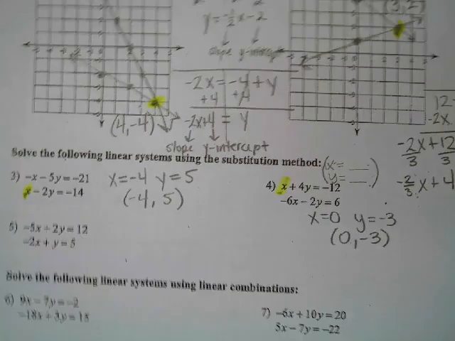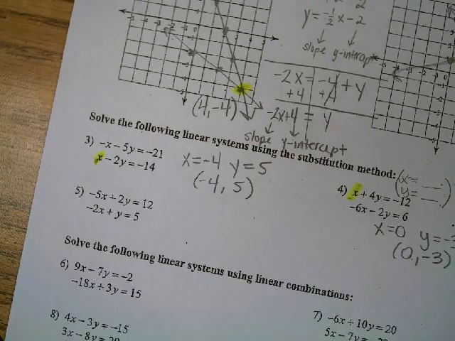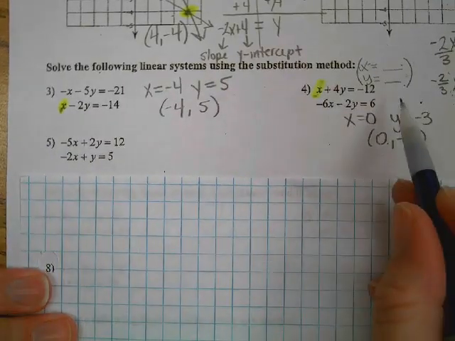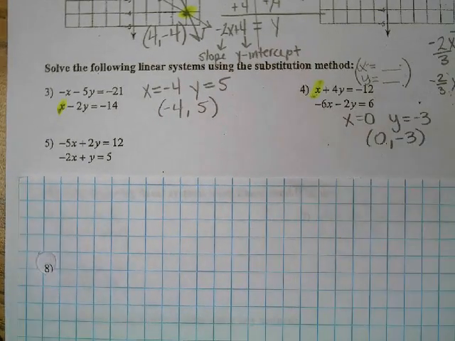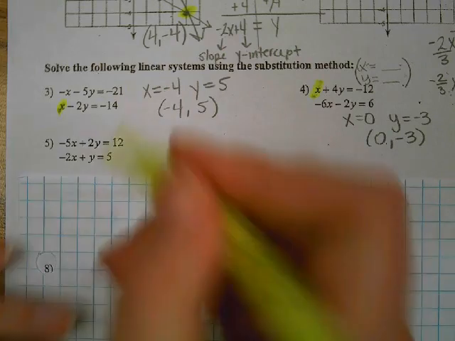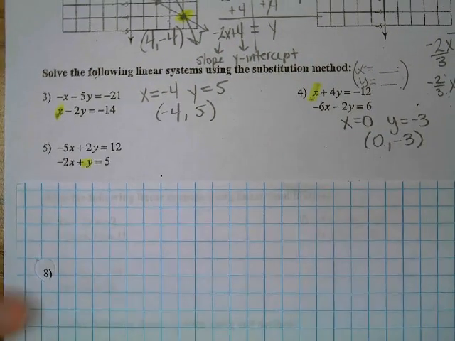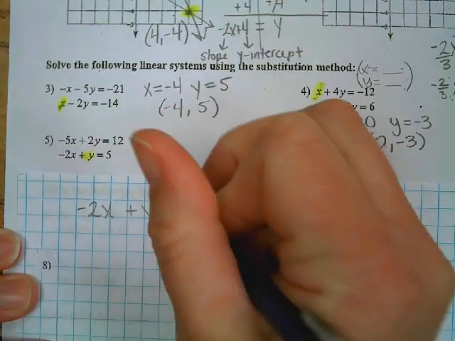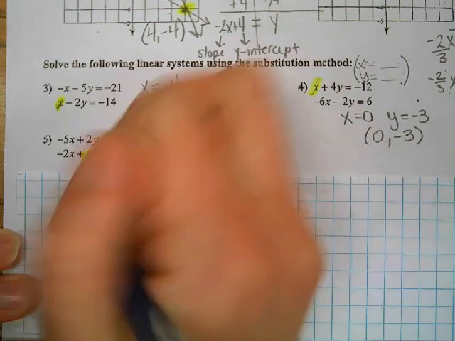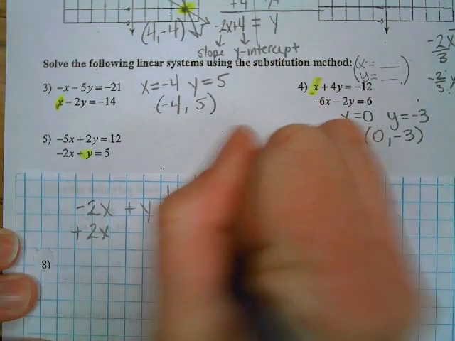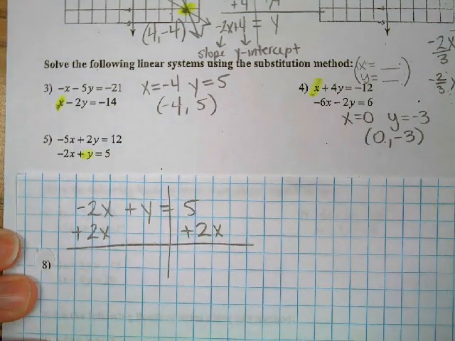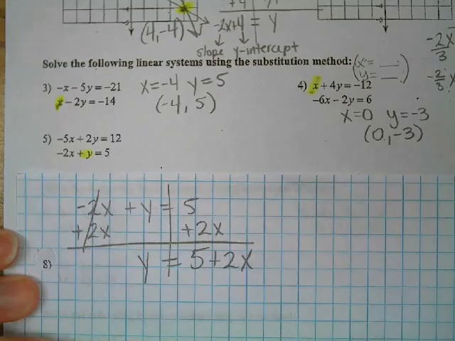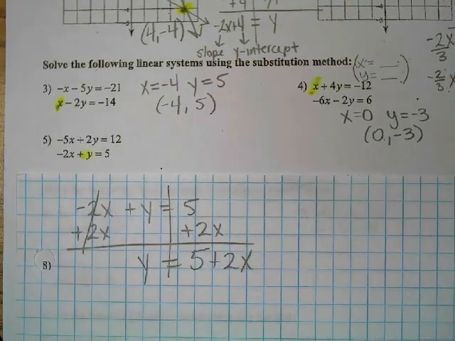Then the last substitution example is number 5. So remember step 1, you want to get either x equals or y equals something so that you can substitute. So I'm going to take the second equation and solve for y. So I have negative 2x plus y equals 5. So if I want to get y by itself, I'm going to add 2x to both sides. So now y equals 5 plus 2x. So now I have y equals something.